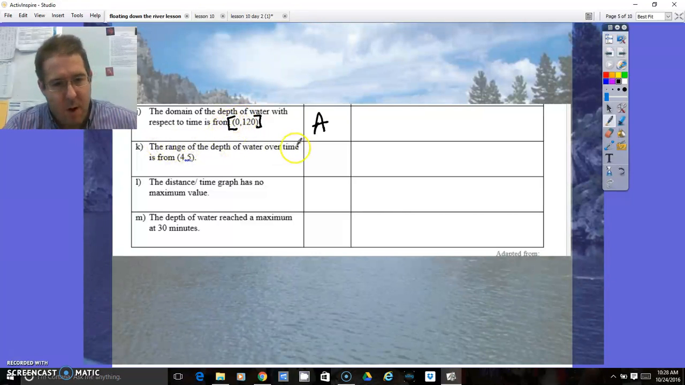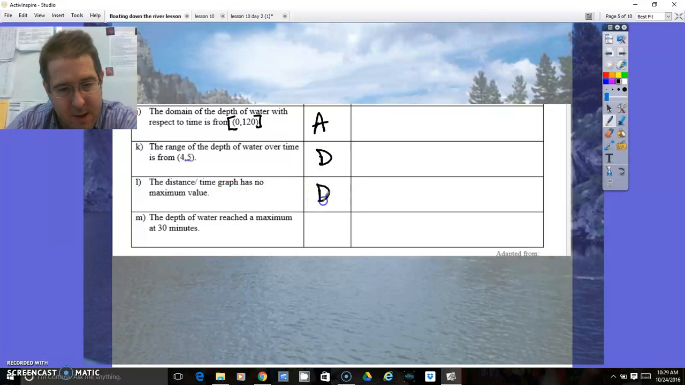The range of the depth of water over time is from 4 to 5. I disagree. There's way more different heights than just 4 and 5. The distance per time graph has no maximum value. I disagree with that also. It had a maximum value of 16,000.